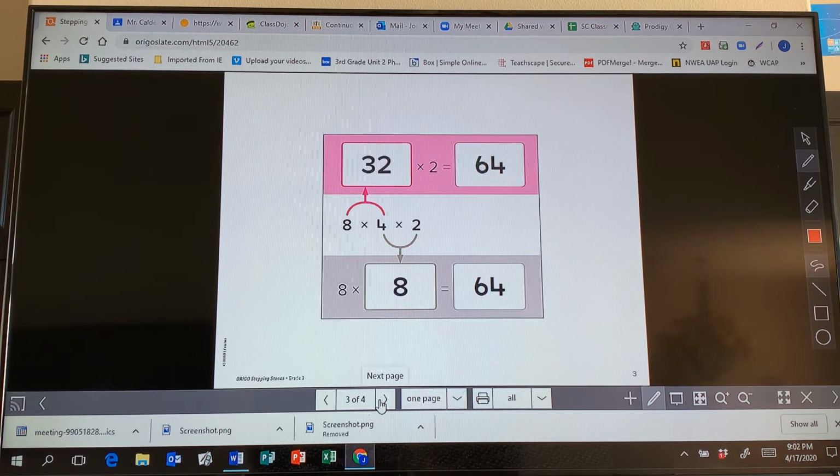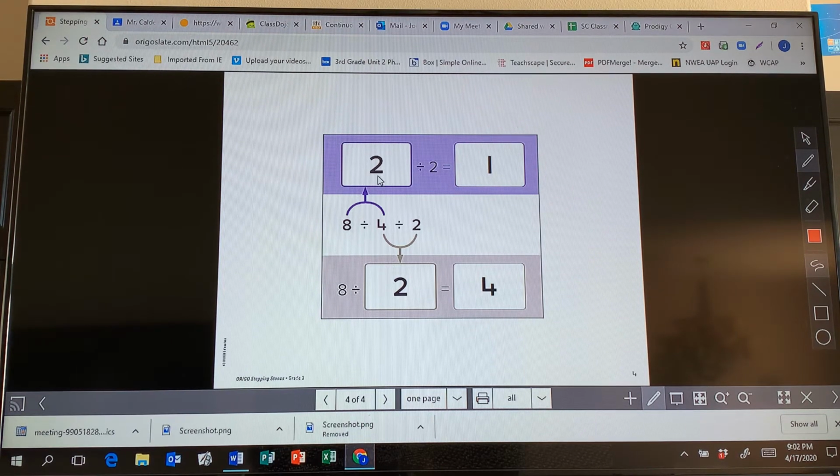Now, let's take, for example, multiplication. All right, with multiplication, can we do this? We can take 32 and break it down to 8 times 4 times 2, and that equals 64. We can combine 4 multiplied by 2 to equal 8, so 8 times 8 is 64. In division, we also end up with the same problem.